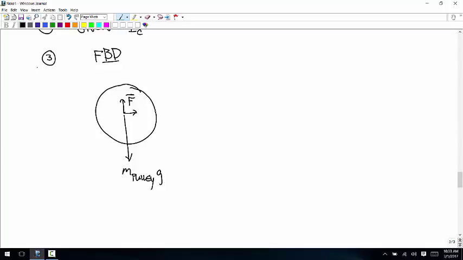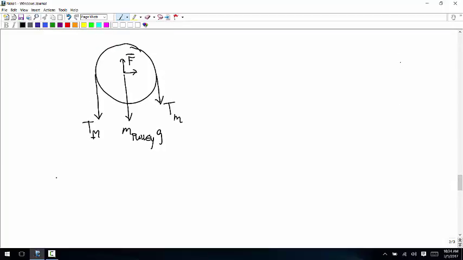And then we have a tension on this side, T sub little m, and a tension on this side, T sub big M. Any questions about that free body diagram? Okay, so now step 4, we're going to calculate the row vector, force vector, and moment.